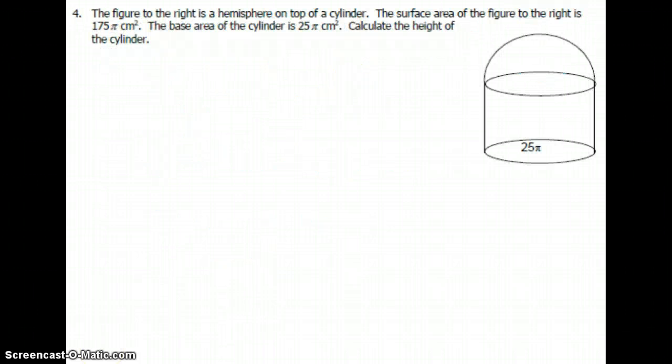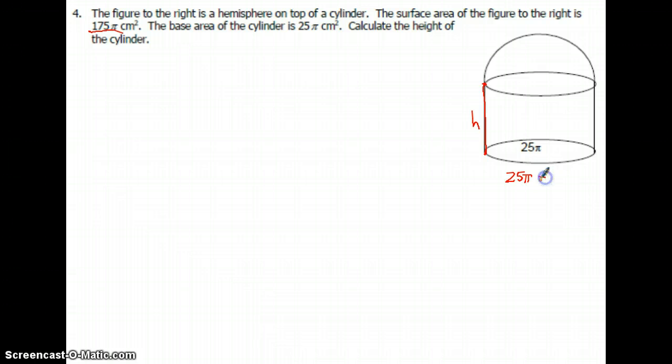Cool problem. Okay, this is a little bit wacky, because of what they give me and what they ask me to find. The last thing I'm supposed to find, maybe one of the hardest things, is the height of the cylinder. They give me some base areas and some areas. They tell me the surface area of the whole entire thing is 175. The part that's this is 25. Well, this 25 is the area of a circle.